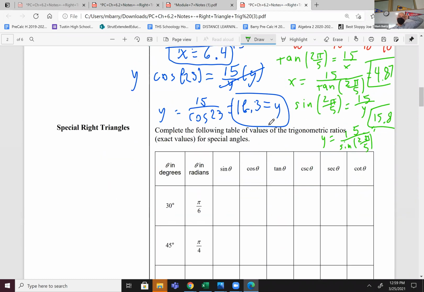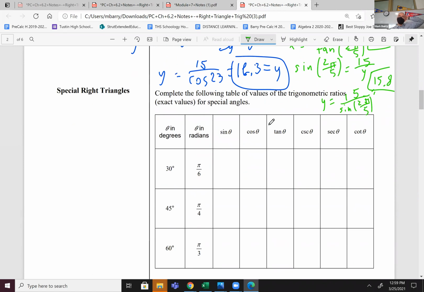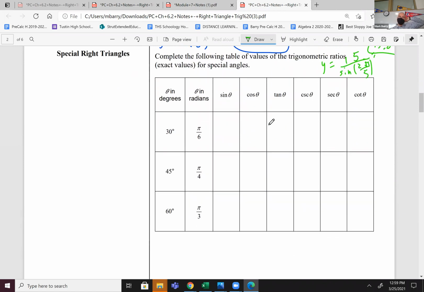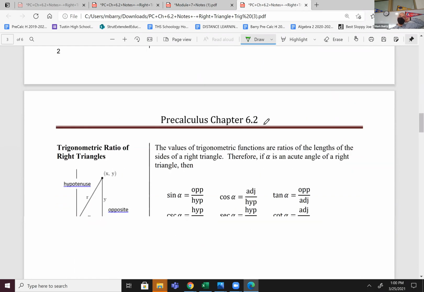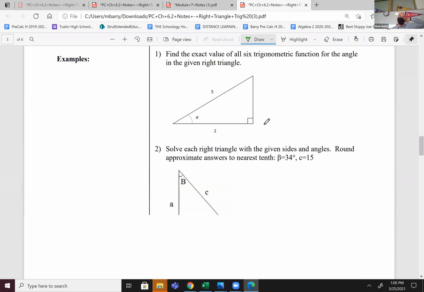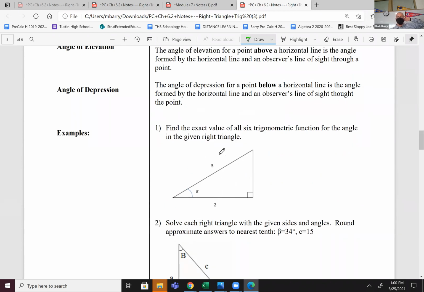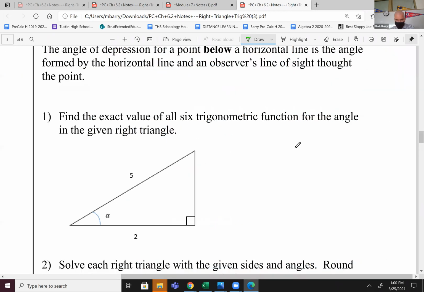Okay, this chart, we might do it tomorrow or we might not. I'll let you know. I don't think it's super crucial. Let's scroll down to the next page and we'll just do this one right here, the triangle with the 5 and the 2, and that'll be our last one of the day.